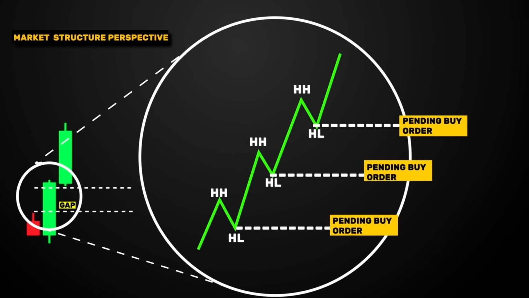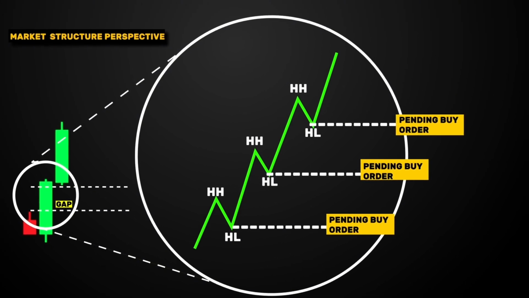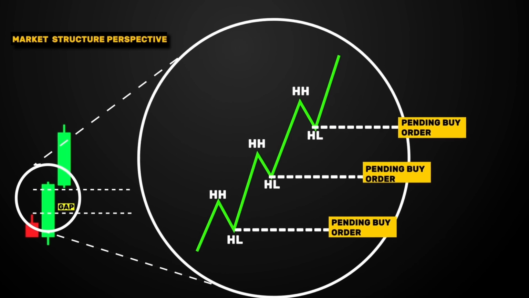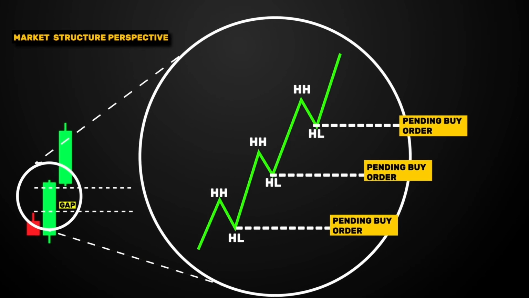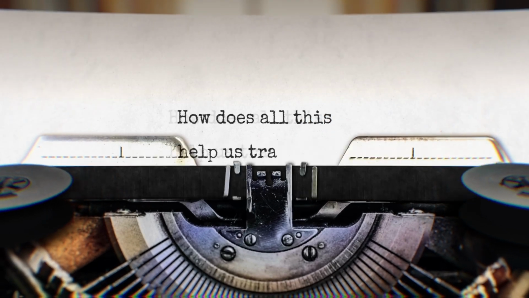In simple terms, fair value gaps are zones that contain large amounts of buy limit or sell limit orders. The presence of these limit orders is what attracts price back into these areas. Okay, but how does all this help us trade better?